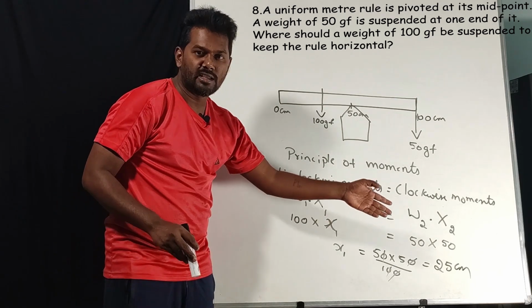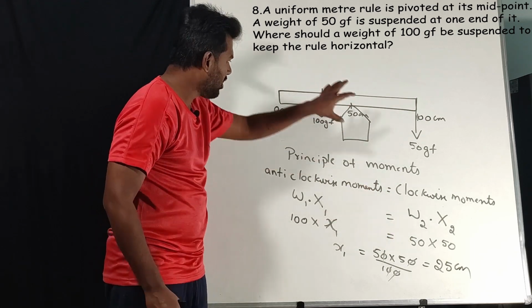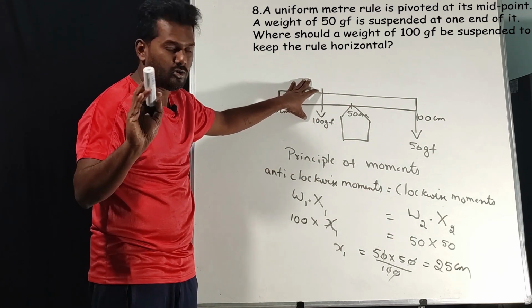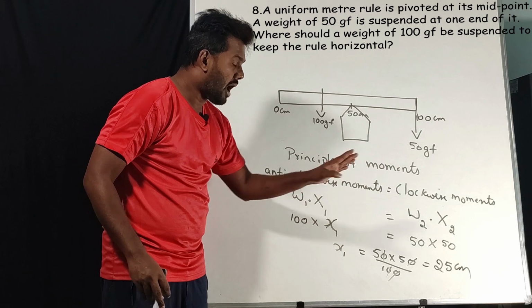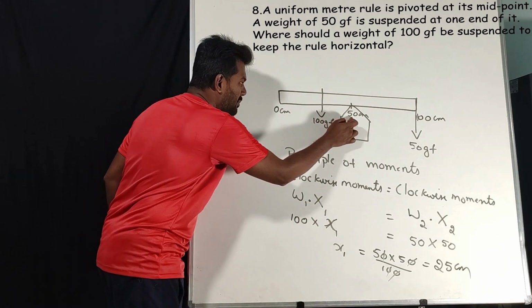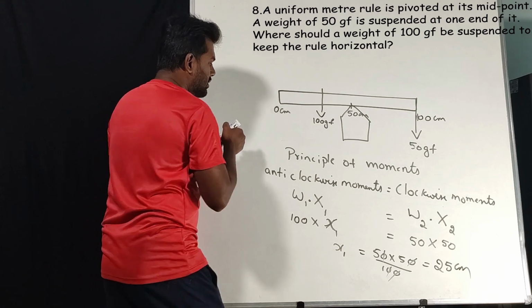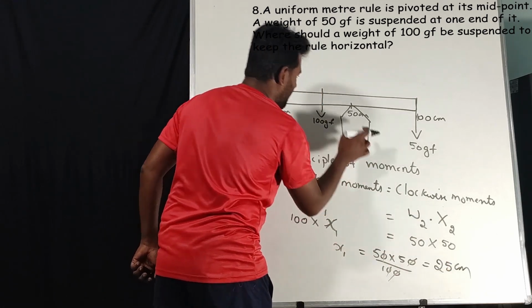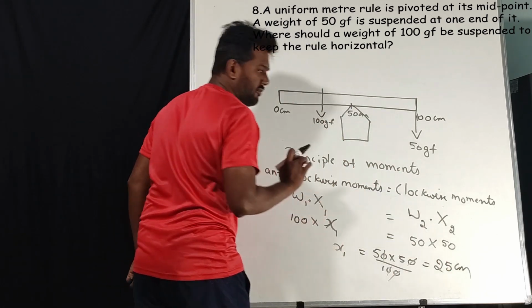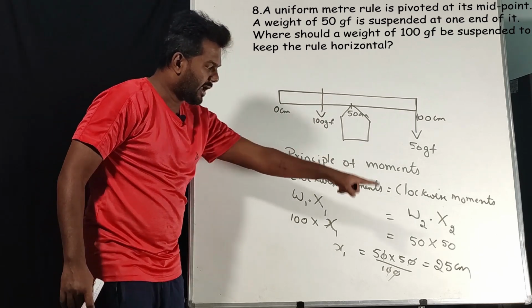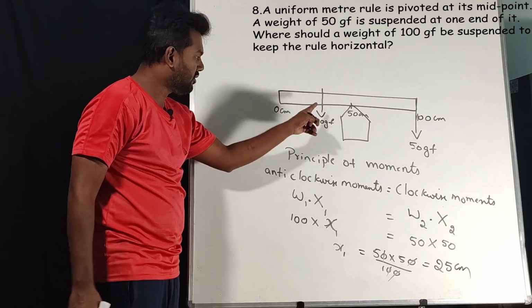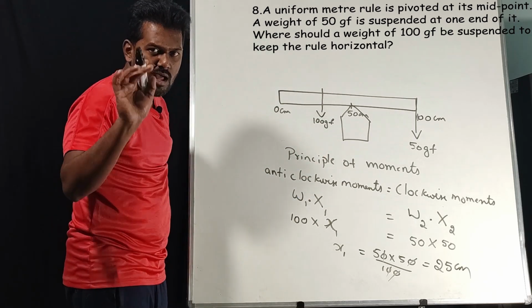See, x1 is not the value where you are going to place this load. No. x1 is the distance from the pivoted point to the load. So 50 minus 25: always fulcrum minus this value will give you the value where exactly we have to place the load.